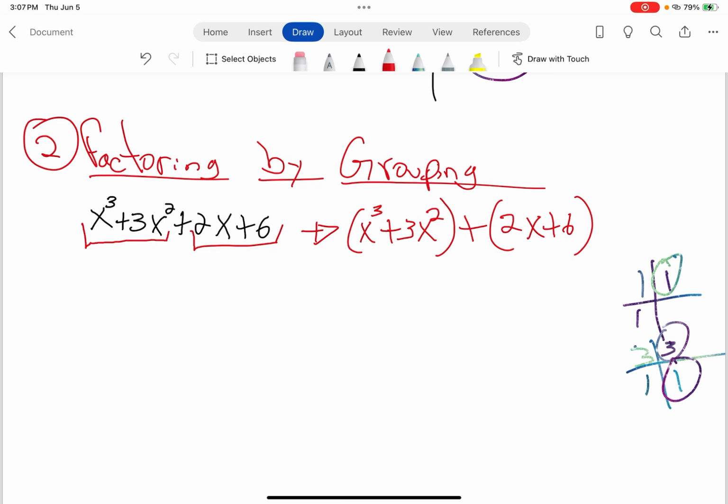The variable which has the lower exponent is this one, x squared. So you have the greatest common factor in terms of numbers and in terms of variable. Now put it together. I will continue here. Here you have the greatest common factor, which was, remember, 1. I don't have to write the 1, and then x squared.